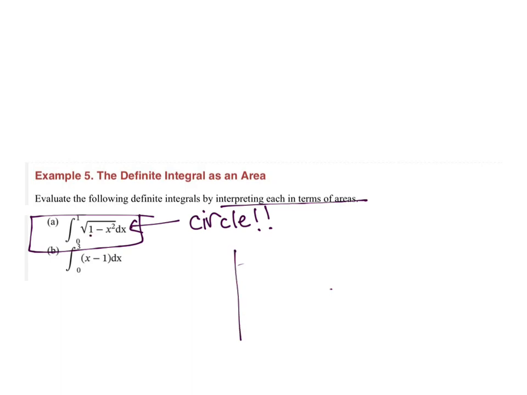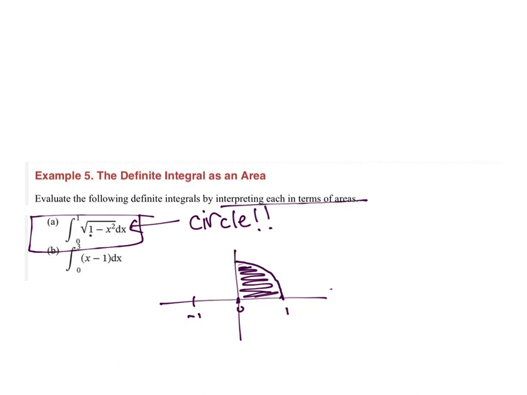Okay, all right. So now that we know that, we're on the interval from 0 to 1. This is the positive square root, so only the top of the circle. The top of the circle should go from negative 1 to 1, but I'm only interested in the area from 0 to 1. How do I find the area under this curve? One fourth of the area of the circle.